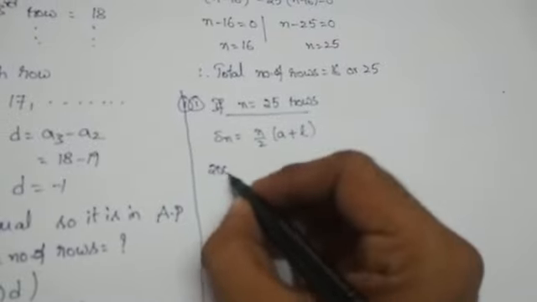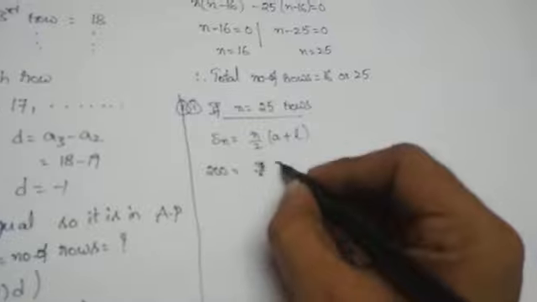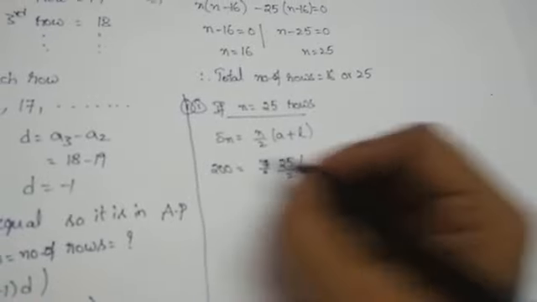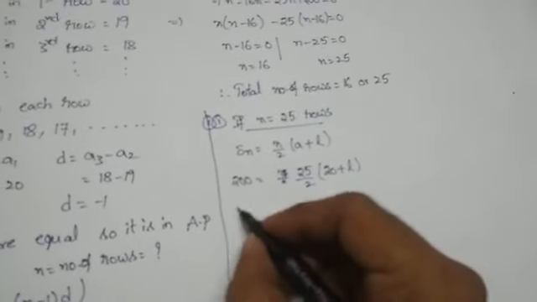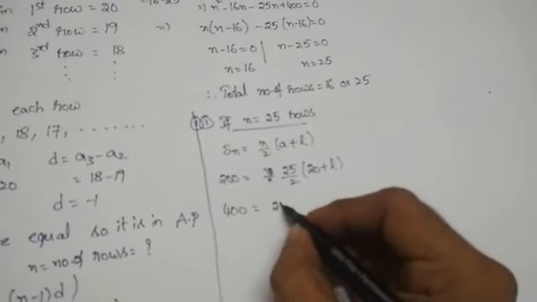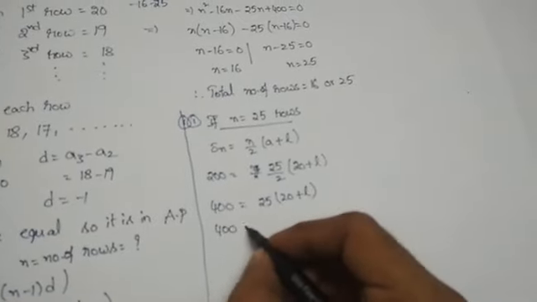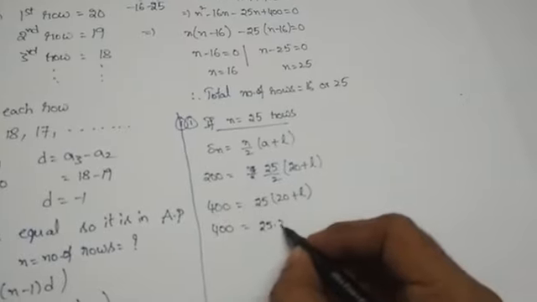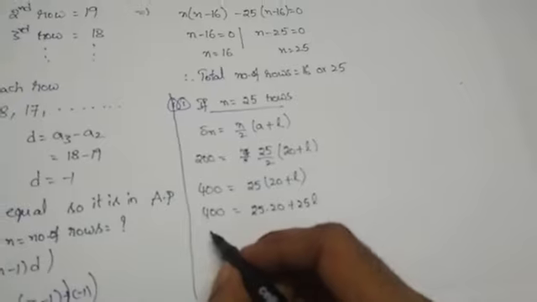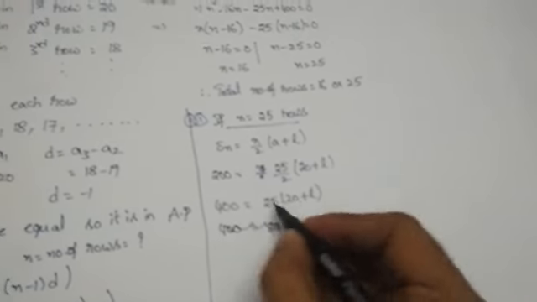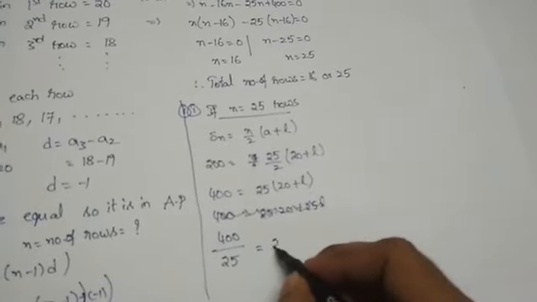Sn we have 200, n by 2, n value we have, 25 by 2 into a value, I know what is a value, 20 plus l. So 400 equal to 25 into 20 plus l. 400 is equal to 25 into 20 plus 25l. Or else I'll do like this. I'll send this 25 across, 400 divided by 25 is equal to 20 plus l.